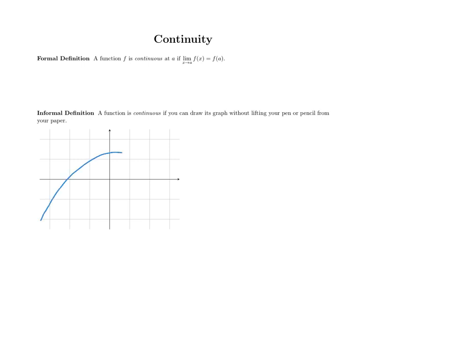So it's continuous, I'm drawing it without lifting my pen from my page. And so the idea is there's no breaks or asymptotes or holes in the graph, and it's one smooth curve in this case. We'd say that this function that I drew is continuous.